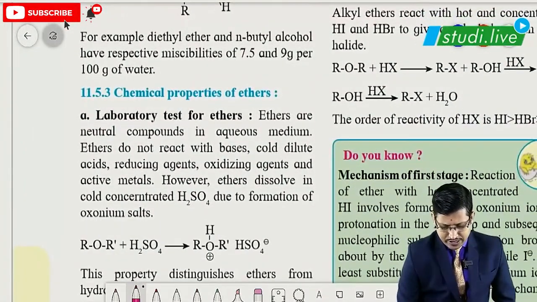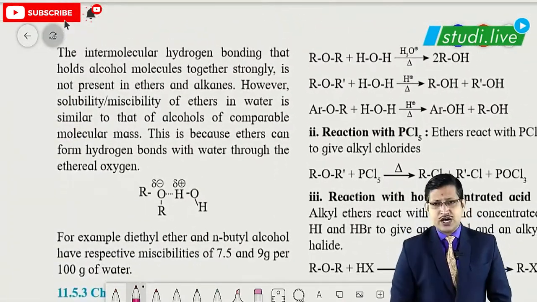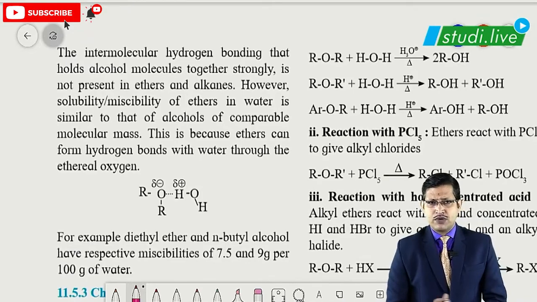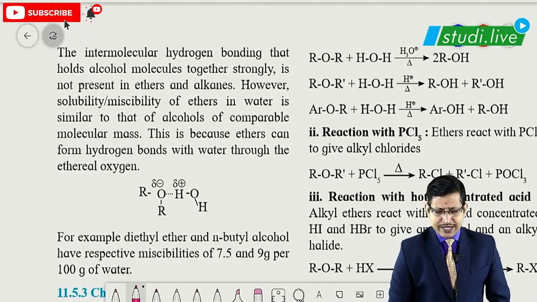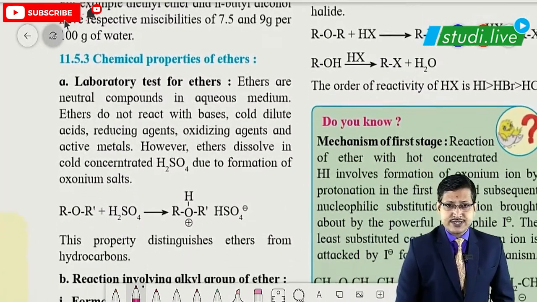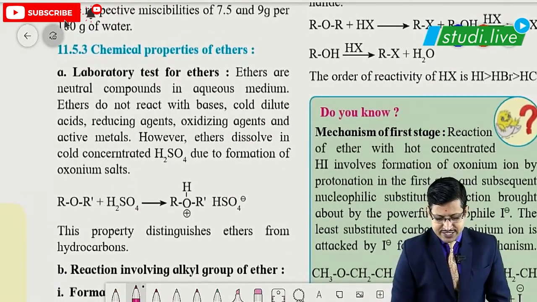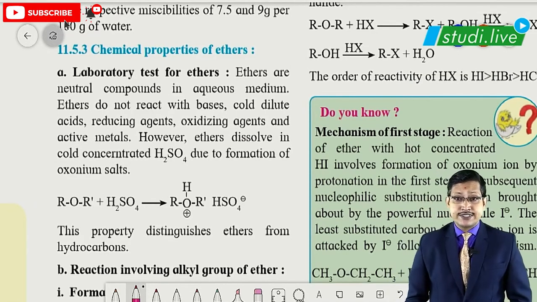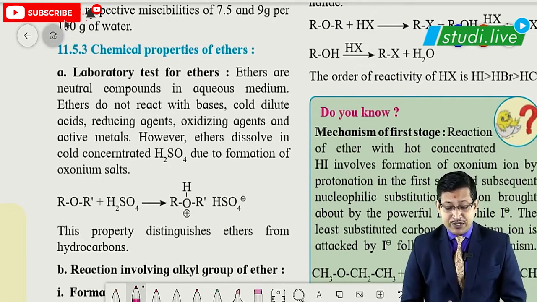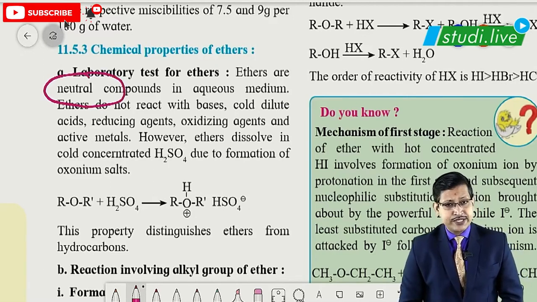Coming on to the chemical properties, and before that you have the physical properties of ethers, ROR giving you hydrogen bonding. Now in the chemical properties of ethers, what are the important tests? The first test is reaction with sulfuric acid. So this is the laboratory test for ethers. Ethers basically, yes, are neutral compounds. That is something very important. Neutral compounds in aqueous medium.